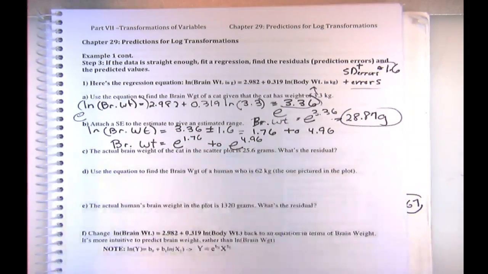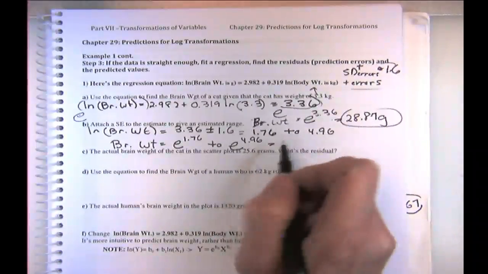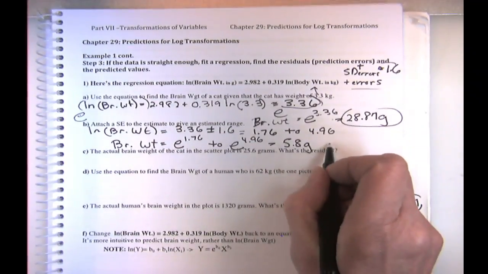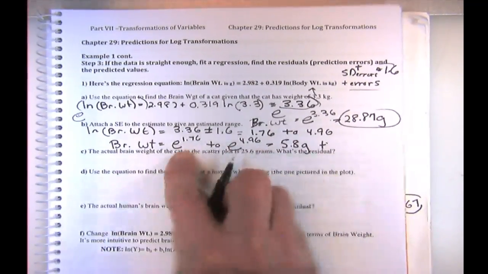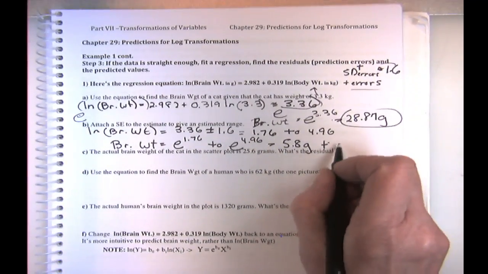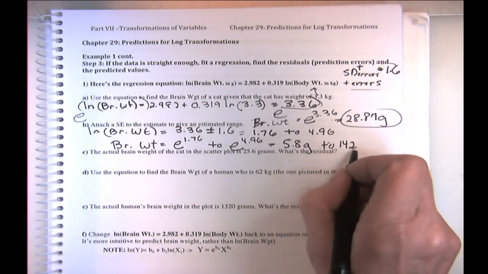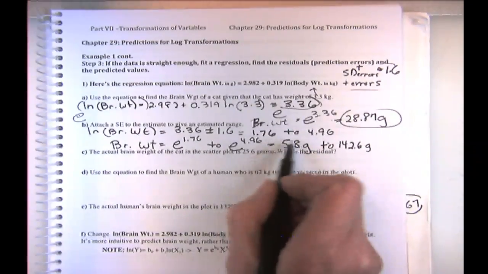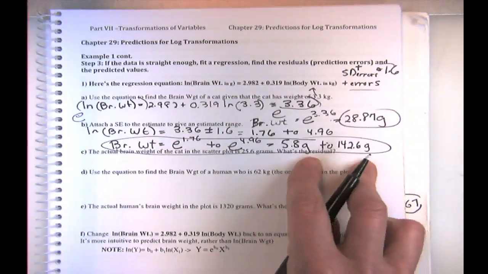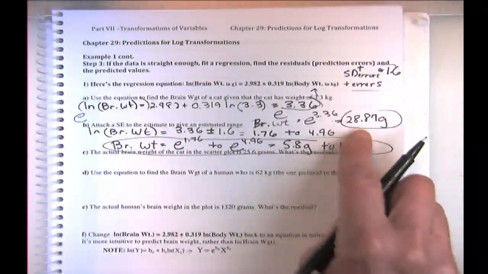So it's going to be a multiplicative range. It's not going to be your usual, well, you'll see. So when you do this, you get 5.8 grams. e to the 1.76 is 5.8, and e to the 4.96 is 142.6 grams. So that is our range. Now, does that look weird to you? Because it's not centered.